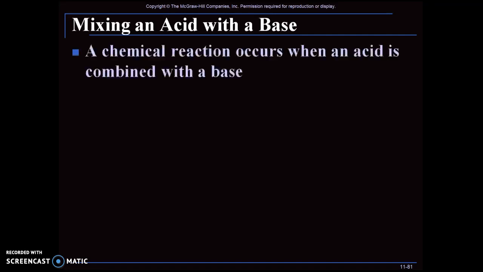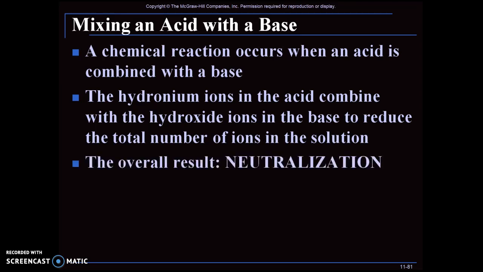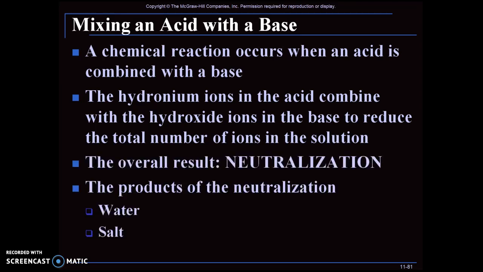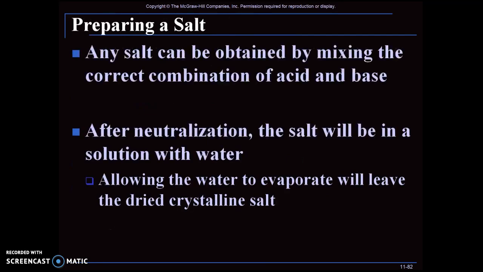Mixing an acid with a base: a chemical reaction occurs when acid is combined with base. The hydronium ions in the acid combine with the hydroxide ions in the base to reduce the total number of ions in the solution. The overall result is a neutralization. The product of the neutralization is water and a salt. Preparing a salt: a salt can be obtained by mixing a correct combination of acid and base. After neutralization, the salt will be in the solution with water. Allowing the water to evaporate will leave the dried crystalline salt.